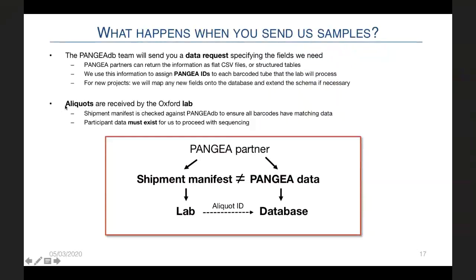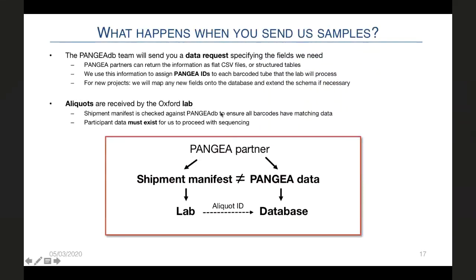The aliquots, though, so this is the data, and the aliquots are received by the lab. They rely on the shipment manifest to check that the aliquots are actually what the manifest says they are, and everything will be checked against the database to ensure that all the barcodes have matching data. Now, the barcode is something that the PANGEA partners will know about because this is how the aliquots were labeled and how the boxes were assembled in the first place. And this is an essential bit of information for us to be able to link everything together so we can see the whole picture.